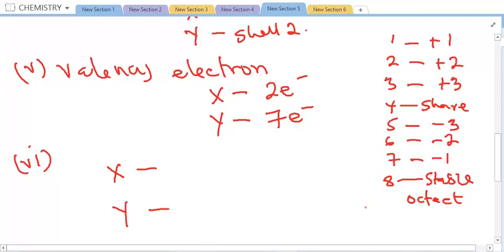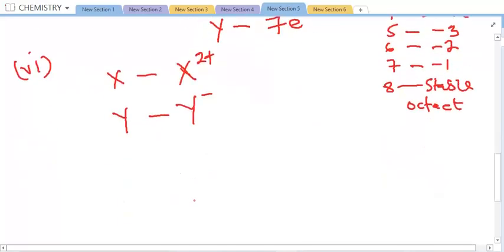So with this explanation, if you look at it, X has 2 electrons, so it's ready to what? To lose. So X will form X2+. Y has 7 electrons, meaning Y is ready to gain, so Y will form Y minus. So these are the ions formed by X and Y respectively from my explanation. That is the type of ion formed.